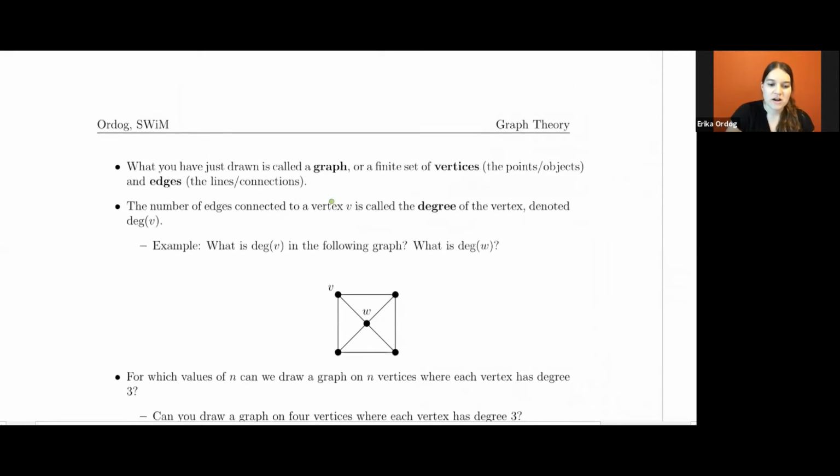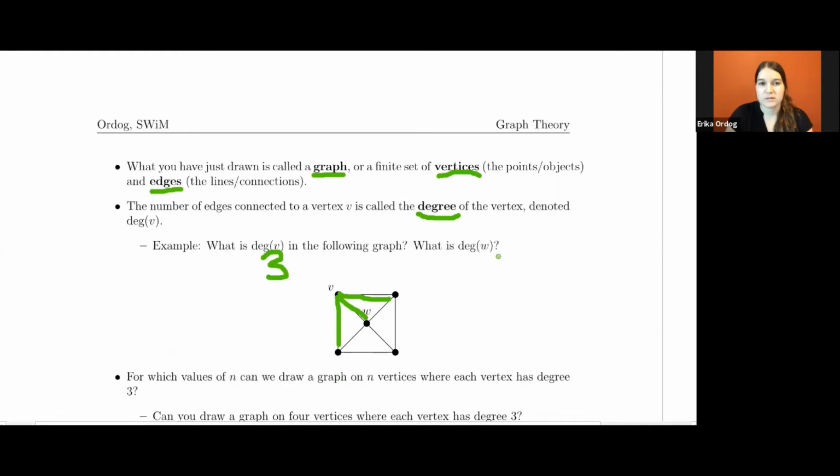So what we've just drawn is called a graph. It's a finite set of vertices, which are the points or the objects, and edges, which are the lines or the connections. The number of edges connected to a vertex V is what we call the degree of the vertex, and we denote it by deg(V). So let's look at this graph here in the example. What's the degree of V in this graph? Well, V is connected to 3 edges, so the degree of V is 3.